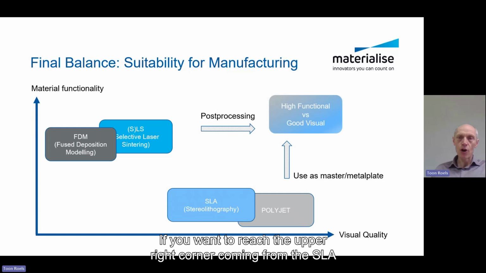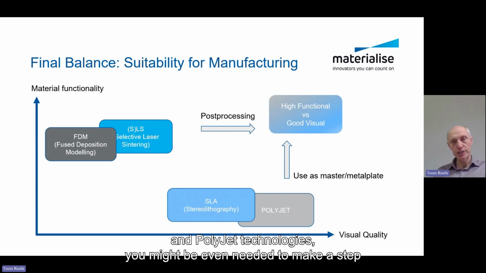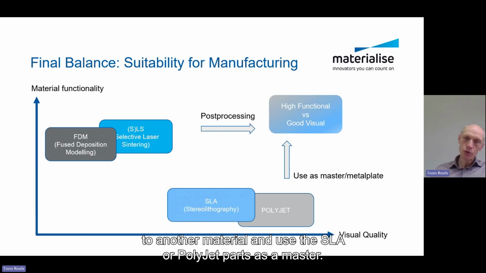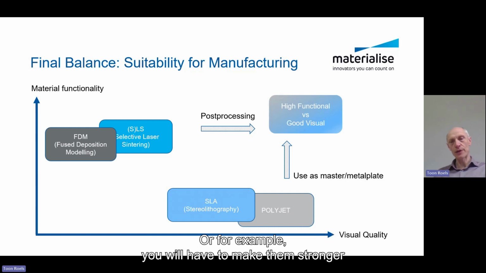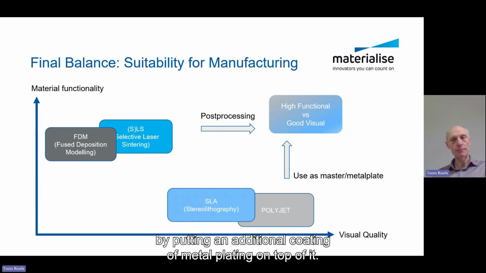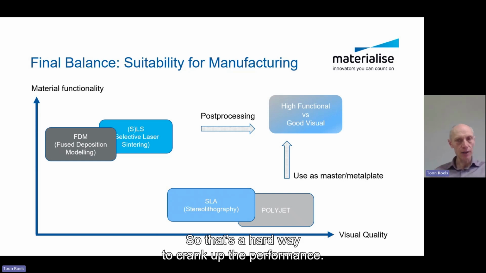If you want to reach the upper right corner coming from the SLA and PolyJet technologies, you might even need to make a step to another material and use the SLA or PolyJet parts as a master, or, for example, you will have to make them stronger by putting an additional coating of metal plating on top of it. So that's a hard way to crank up the performance.